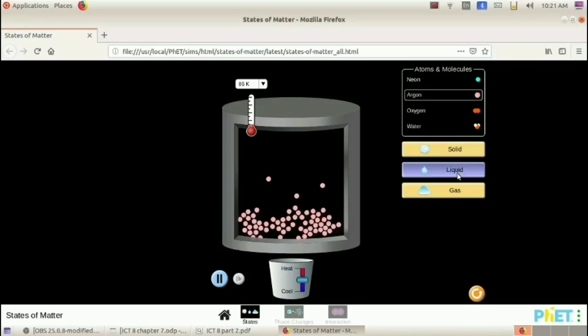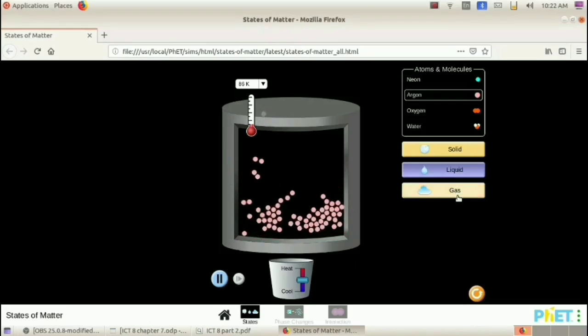Next, we'll select liquid state. In liquid state, the particles have little energy, so they are moving apart. They are closely packed, but not as closely or tightly packed as in the case of solid state. They have some energy and they are moving. There is some distance between the particles, and the particles are not that closely packed. So this is the case of liquid state.